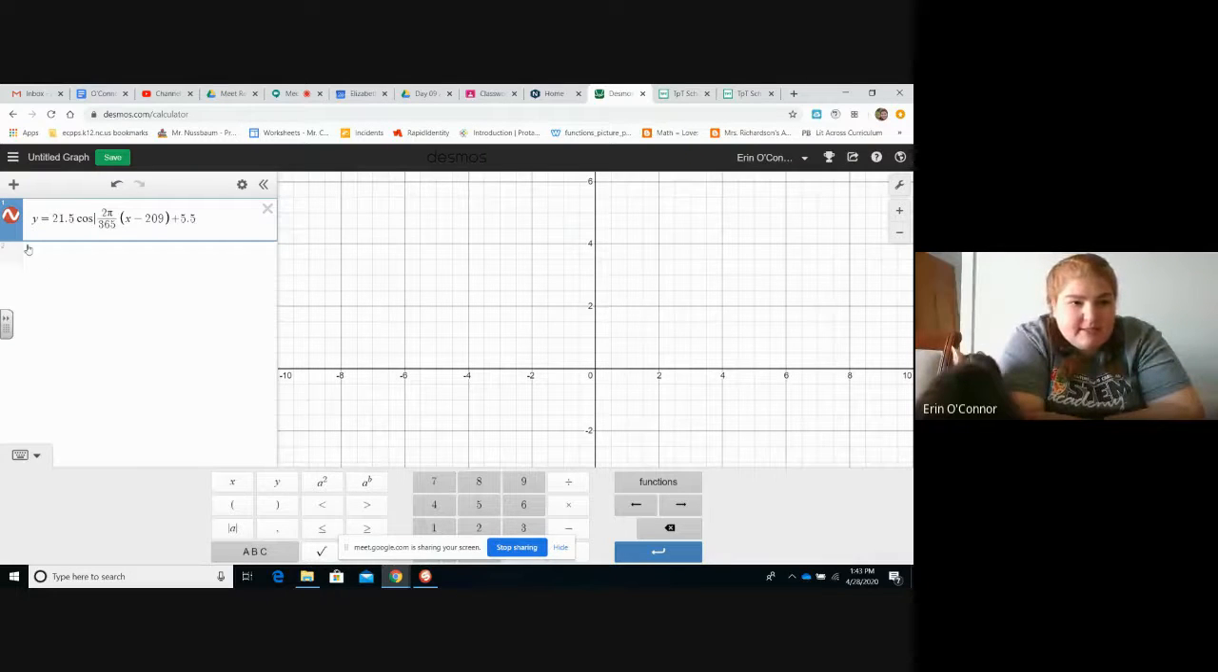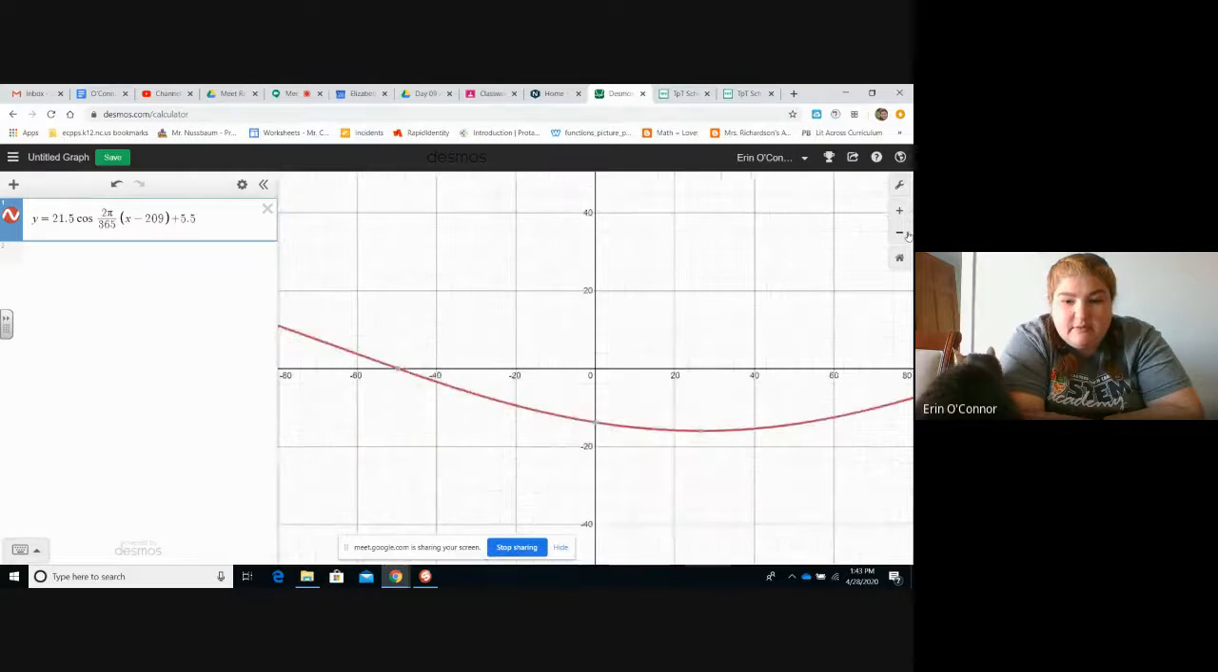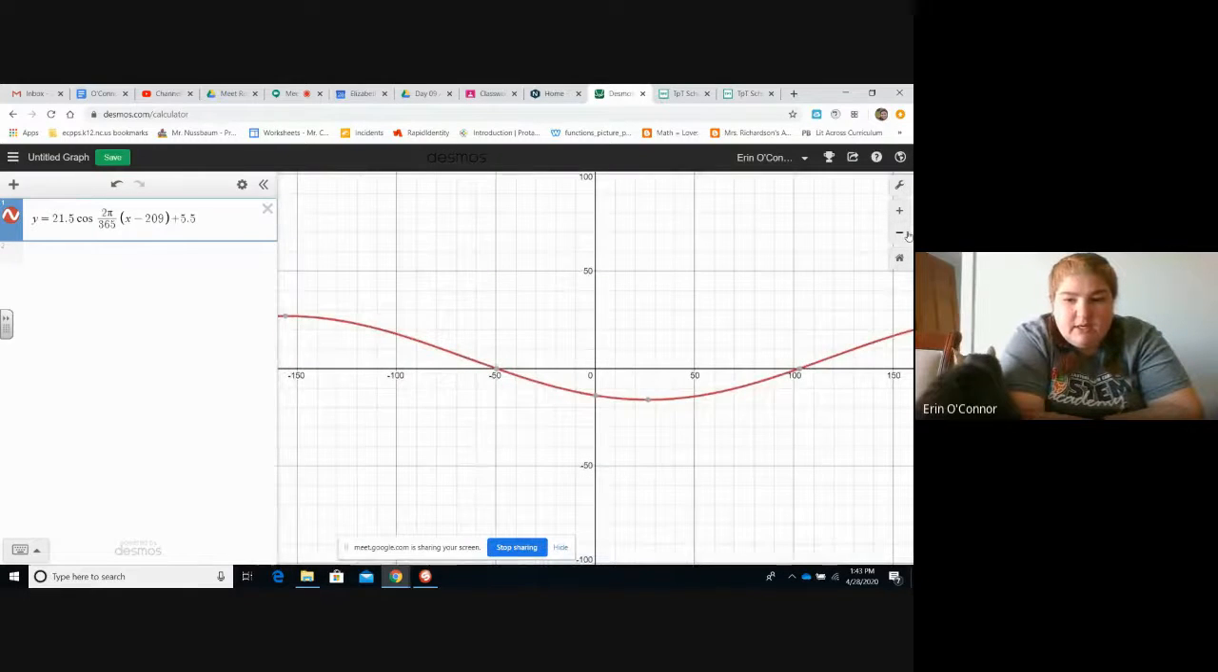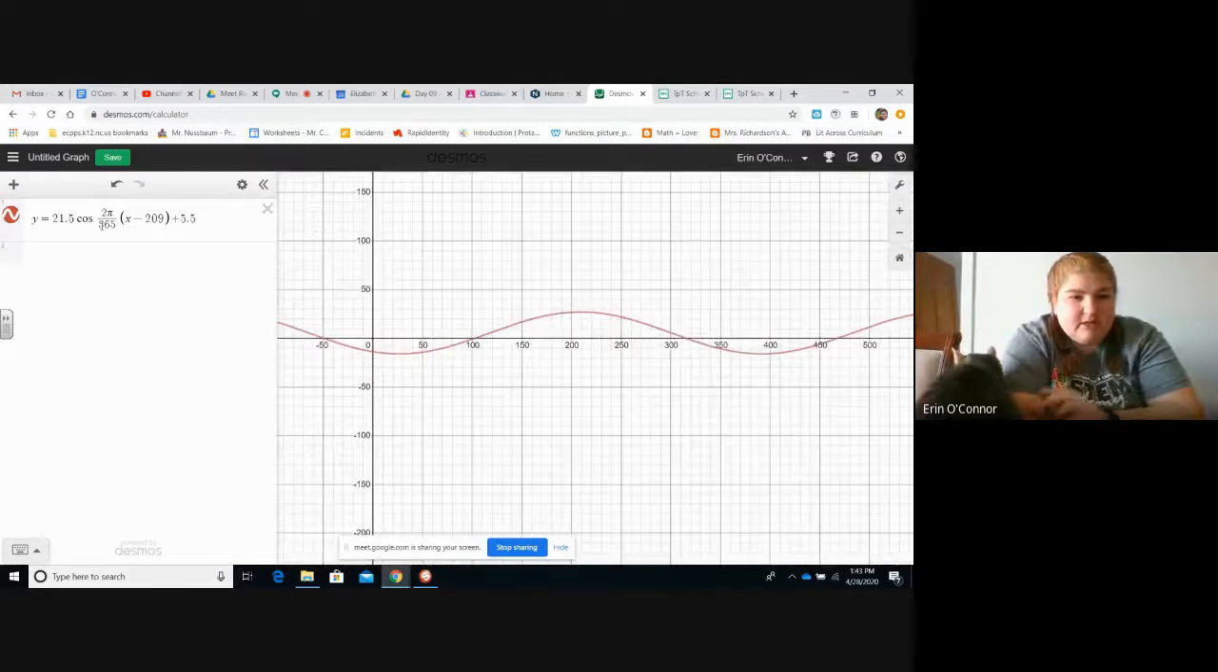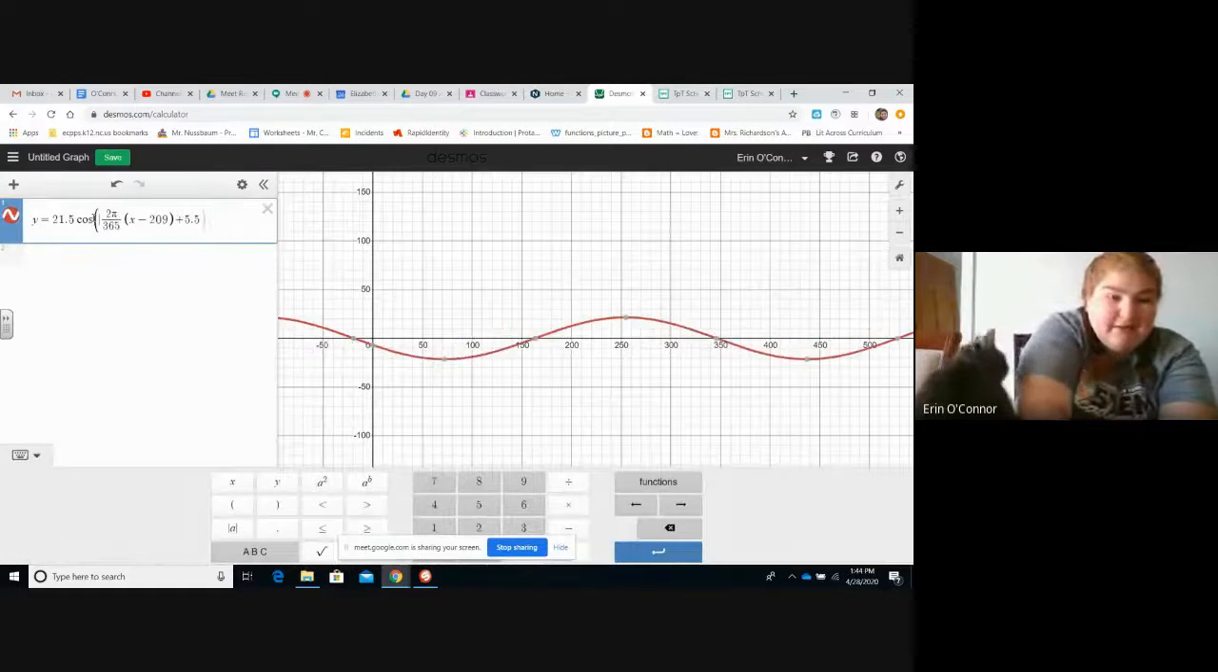Let us see where this is. Ooh, this is a really big one. All right, and I probably could have kept those parentheses over 2 pi over 365. Let's see if I could have kept those. I don't like them because we don't use them in the equation.